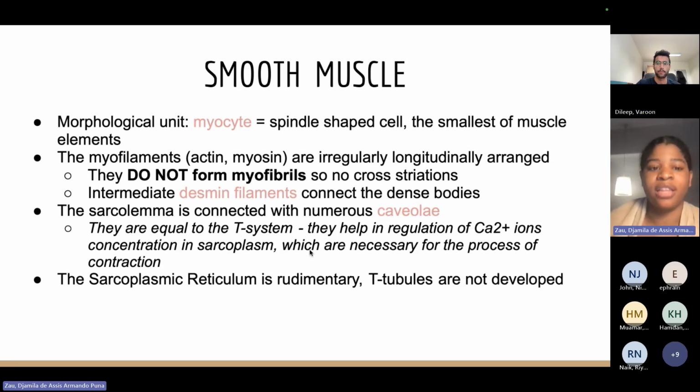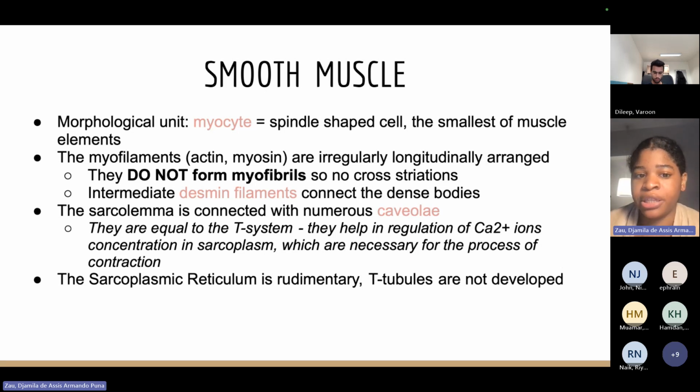Yeah, thank you. So we're going to talk about smooth muscle. This is the last part of our seminar, so I know you guys are tired, but please just hold on for a little longer. In smooth muscle, the morphological unit is the myocyte. The myocyte is a spindle-shaped cell, and it's the smallest muscle element of smooth muscle. Smooth muscle contains myofilaments, actin and myosin, irregularly longitudinally arranged, and unlike skeletal muscle, they do not form myofibrils. So you are not going to see any cross striations in smooth muscle.